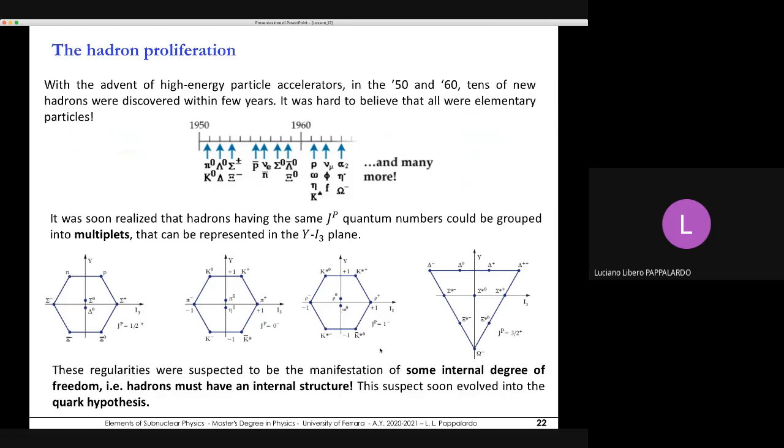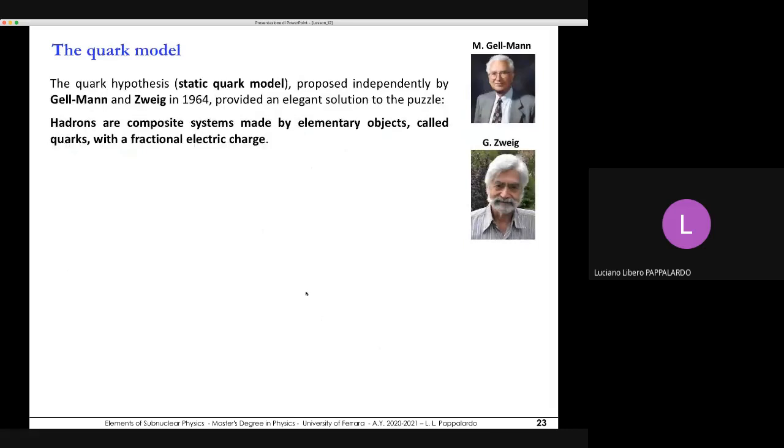Now, these regularities were suspected to be the manifestation of some internal degrees of freedom. So in other words, hadrons must have an internal structure; they cannot be elementary objects. Okay, and this suspicion soon evolved into the quark hypothesis. So the quark hypothesis, what we also call the static quark model, was proposed independently by Gell-Mann and Zweig in 1964, and indeed provided an elegant solution to the puzzle. So hadrons are indeed composite systems made by elementary objects that Gell-Mann called quarks, which come with a fractional electric charge in order that the hadrons that we observe have an integer electric charge.